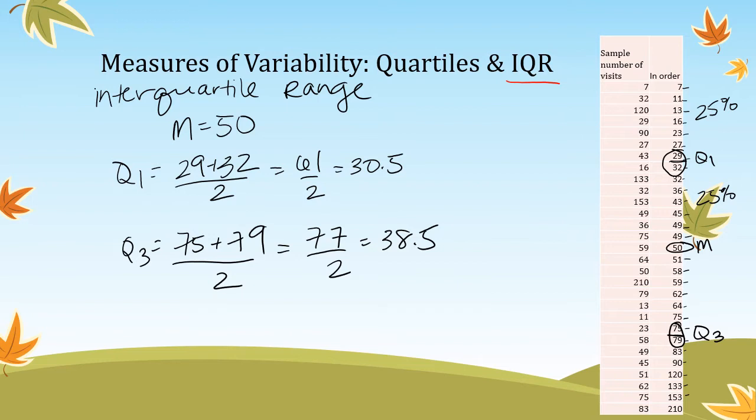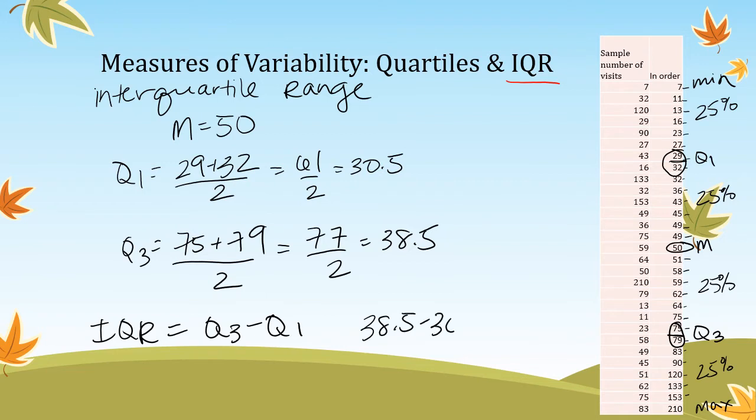Okay, so to come up with our interquartile range, again, the concept is there's 25% of the data between each of these values, right? And then this value is our max, and this value is our min. So the interquartile range is just your quartile 3 minus your quartile 1. So in this case, that would be 38.5 minus 30.5. So I get 8. So my IQR equals 8 in this case.